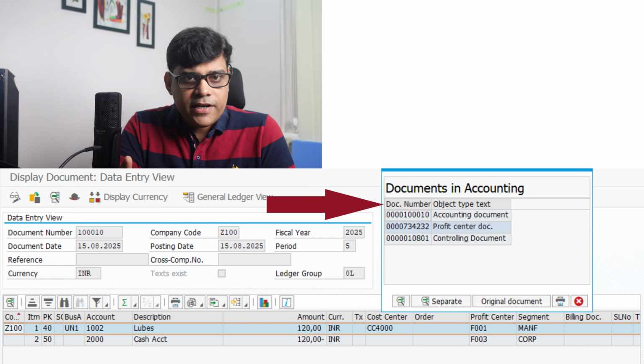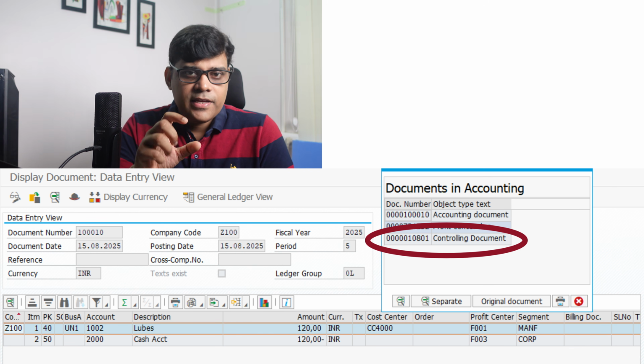One is your FI document, another one is your CO document. So the FI document is there in the FI table, and the CO document is there in the CO table. So you will find the FI document in the BSEG, and the CO document you will find in the COEP. So with one transaction, two documents are available. Two documents means two tables or multiple tables are there, right?